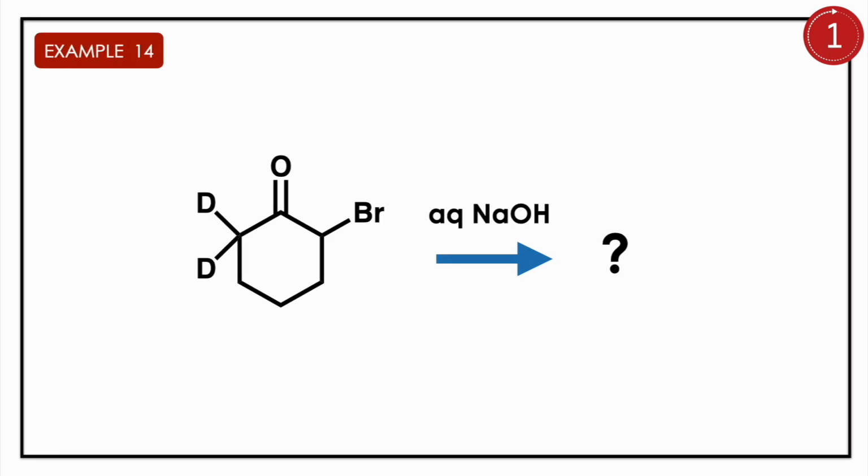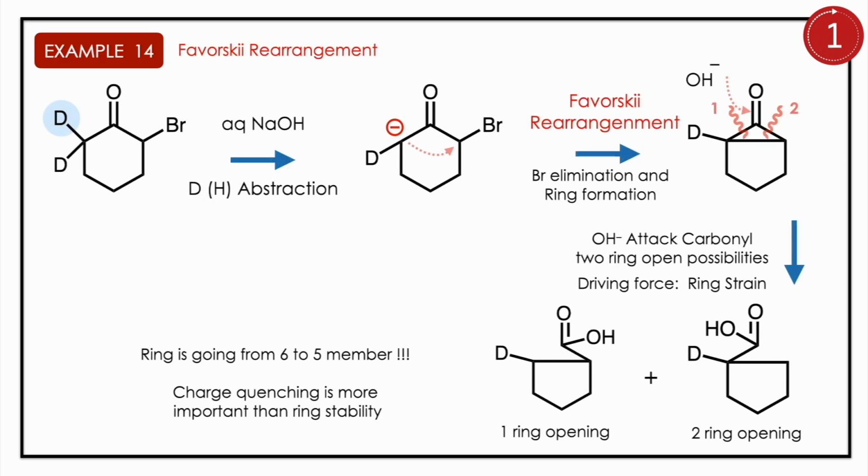Then the next example. Here you have cyclohexanone, at the alpha position you have bromine, and at the other alpha position you have 2 deuterium. You are using aqueous NaOH. You should find what will be the final product. Here you have deuterium instead of hydrogen, which is the heavy hydrogen with higher molecular weight. You have an alpha bromine carbonyl. So there are chances of Favorskii rearrangement. The first step will be abstraction of the proton. Here it is deuterium.